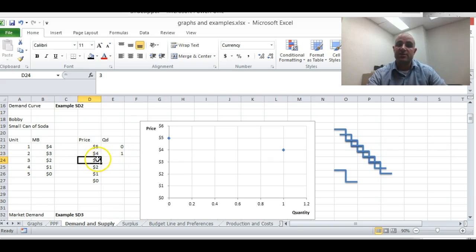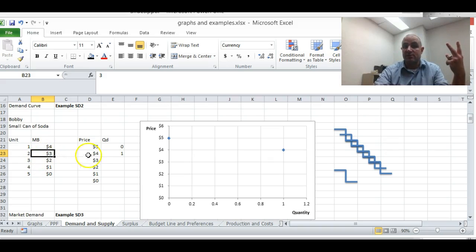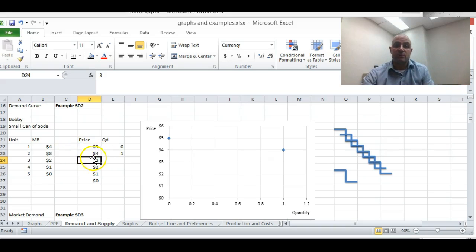Now say the price is $3. At $3, he's going to buy the first because the first is worth $4. It's only costing him 3. Now he's going to buy the second because the second is worth $3 and it only costs 3. So he's going to buy the first, going to buy the second, not going to buy the third. Third's only worth $2. It costs 3. Not going to buy it. So when the price is 3, we'll buy the first, we'll buy the second. That's it. So when the price is 3, quantity demanded is 2.